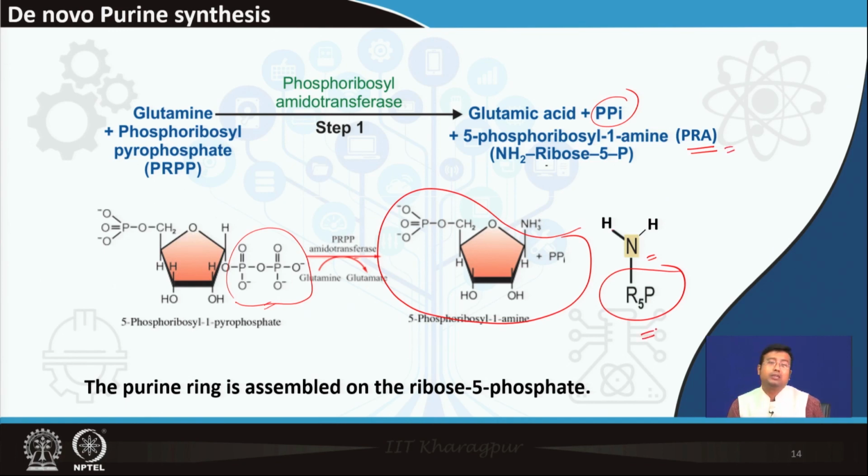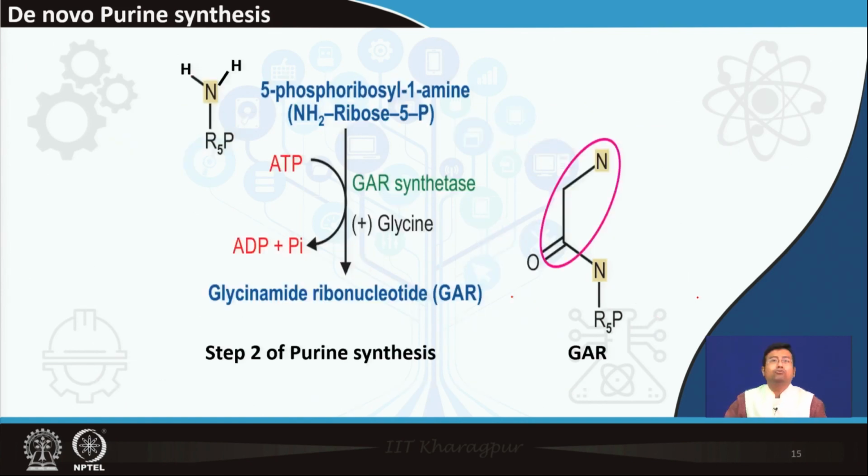and ribose 5-phosphate is first loaded with the amine group, and ultimately the purine ring will be assembled on ribose 5-phosphate, which we already discussed. So, if you just visualize this step, the further steps will be much easier for you to understand. Next we move to the second step. So, now you can see basically the two rings will be formed one after another, right.